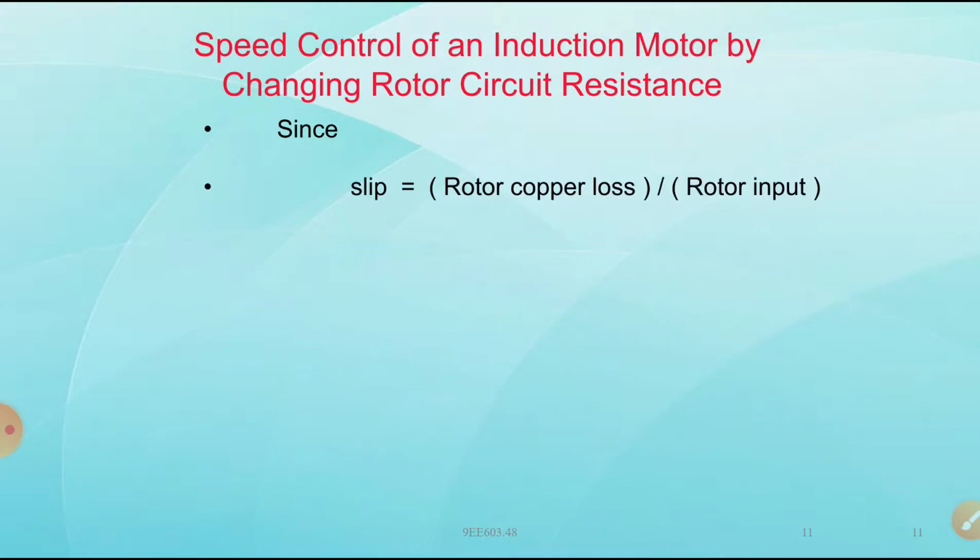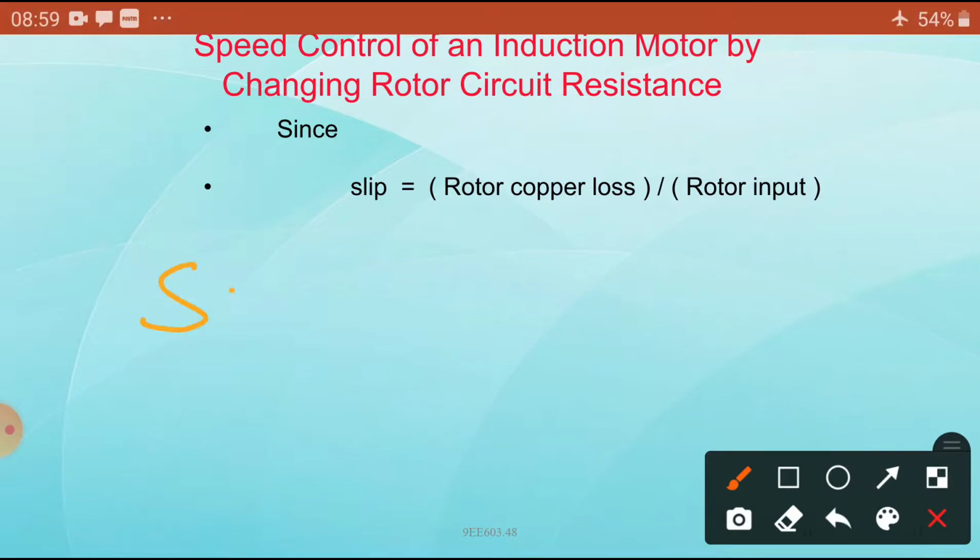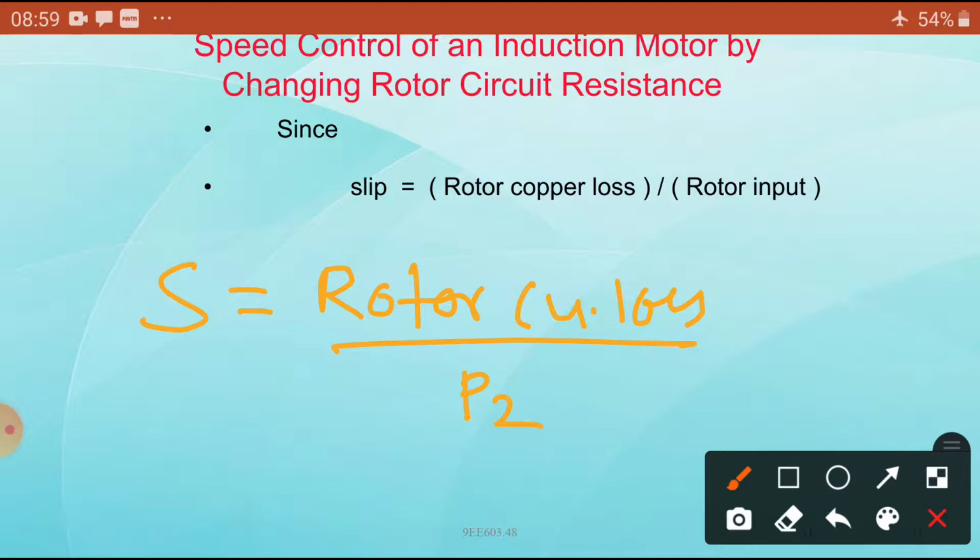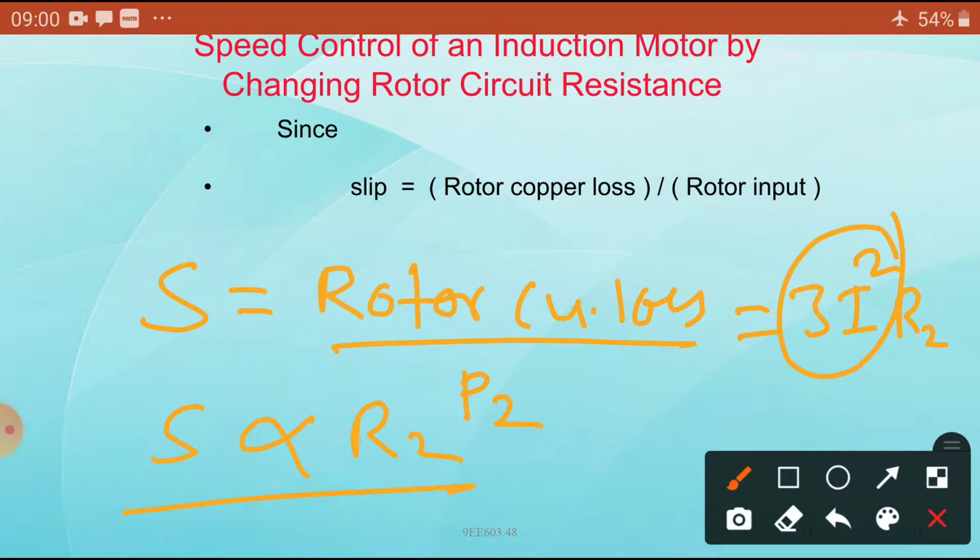Since we know the relation, slip S is equal to rotor copper losses divided by rotor input P2. So S is directly proportional to rotor copper losses, which for three phase is 3 I squared R2. Taking the current as constant, slip depends on R2. If resistance is added externally, resistance value increases, then slip value increases, and the corresponding speed will decrease. So, this is the relation between these things. The same thing we have seen by injecting voltage.